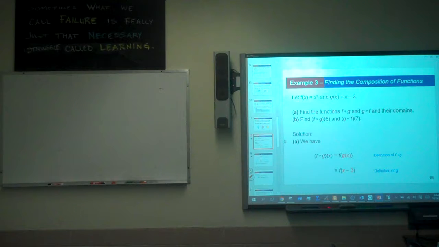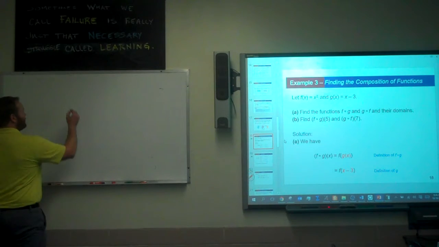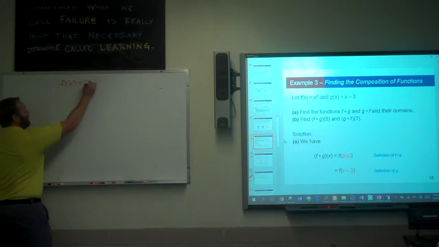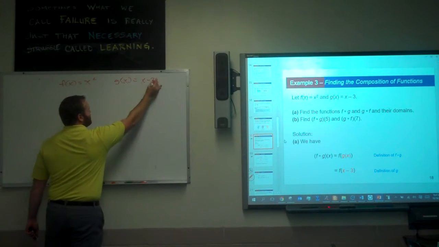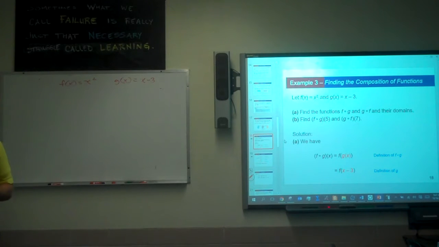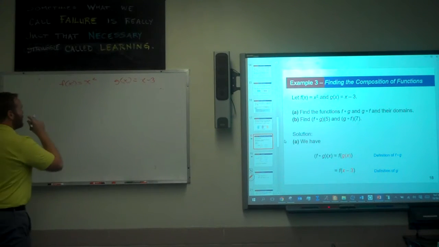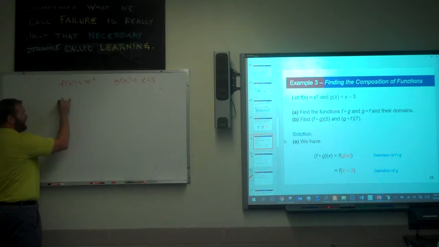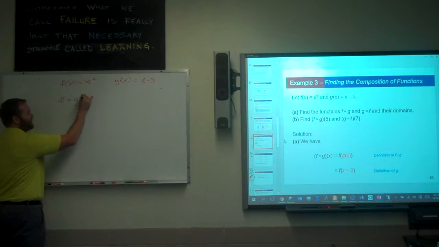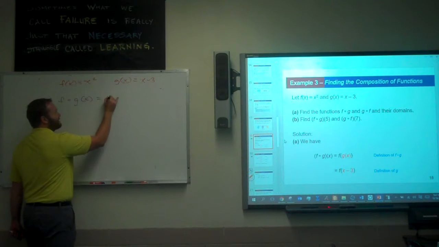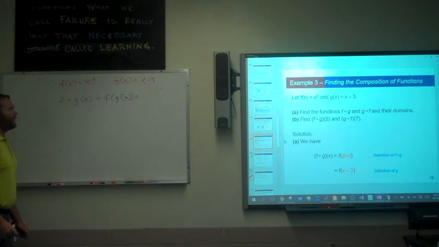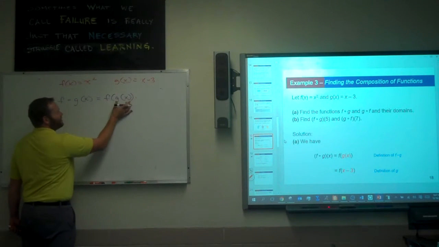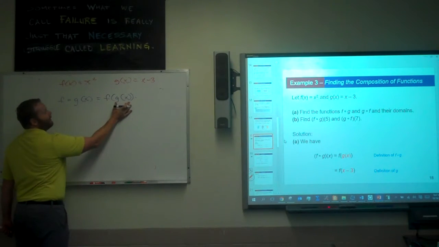Let's figure it out. Alright, so f of x equals x squared, and g of x is equal to x minus 3, right? So this is a little bit of an easier one. Then we'll do the one with the 3 functions. If we want to find f composite g of x, again, I'm going to rewrite that as f of g of x. I'm going to take the g of x and replace it with what? X minus 3.